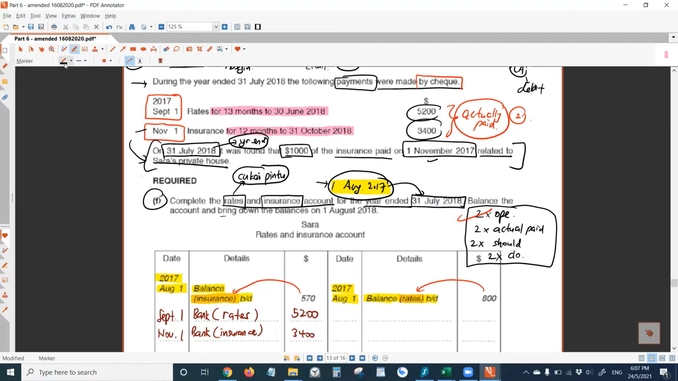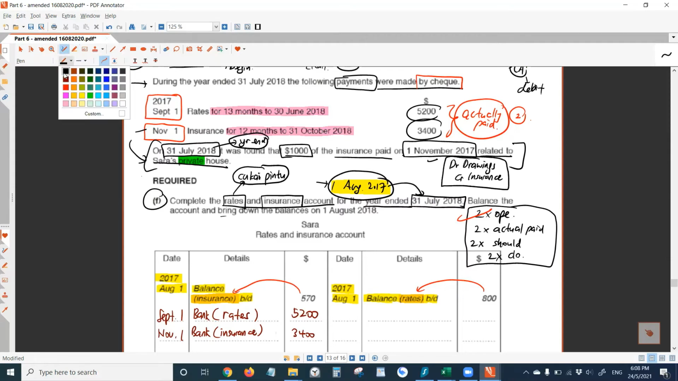Remember I mentioned the word drawing just now? It says private house. Is it for business? No, for sure, right? So this amount is known as drawings. If you remember the double entries for drawings from what you learned in part 3, you should debit drawings. But you don't credit cash, you don't credit bank, you don't credit purchases, but you credit this insurance account. Make sure you write this down, the double entries for drawings. Now record it accordingly.